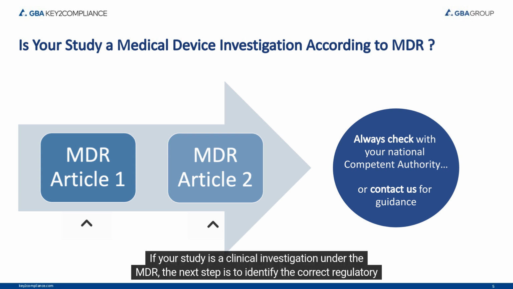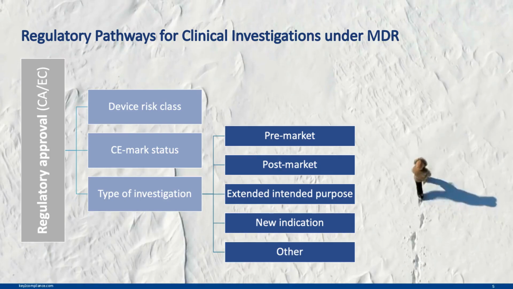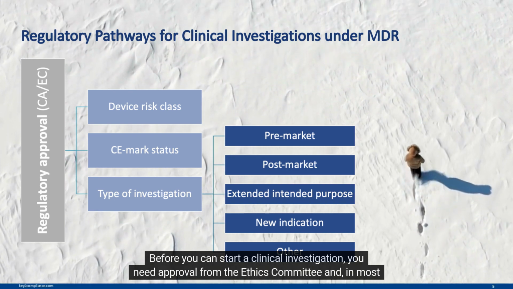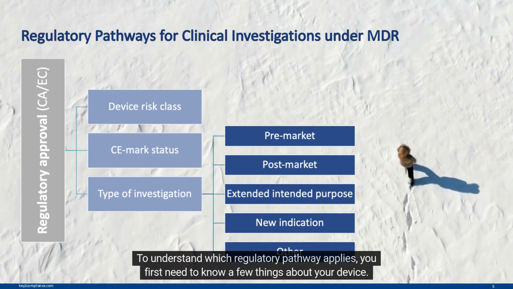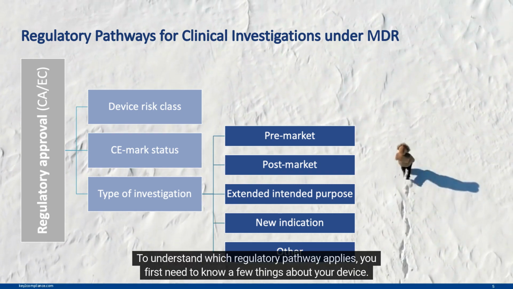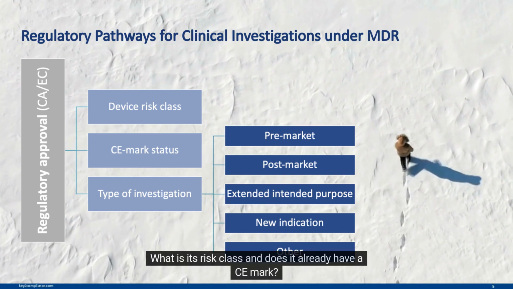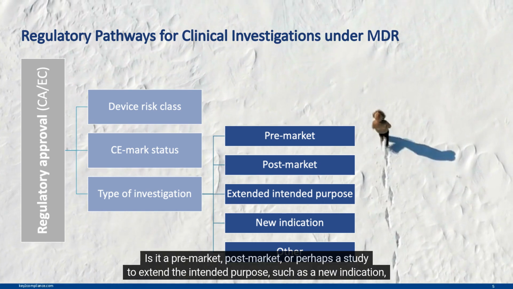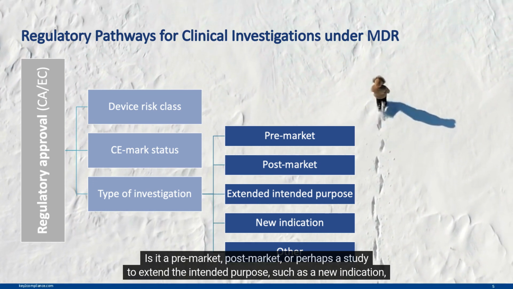If your study is a clinical investigation under the MDR, the next step is to identify the correct regulatory pathway. Before you can start a clinical investigation, you need approval from the Ethics Committee and, in most cases, also the competent authority. To understand which regulatory pathway applies, you first need to know a few things about your device. What is its risk class and does it already have a CE mark? And what type of investigation are you planning? Is it a pre-market, post-market, or perhaps a study to extend the intended purpose, such as a new indication or any other type?